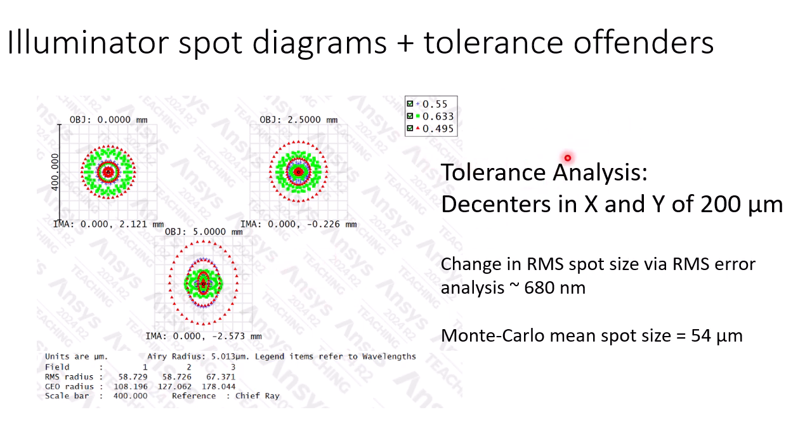Tolerance analysis, biggest offender, right, with one lens is going to be decenters of X and Y of the lens, and so the resulting 200 micron shift, which is about the resolution that we can 3D print with a nice printer, results in an RMS spot size change of about 680 nanometers, so fairly small. Overall, not a lot of change from the tolerance, or not a lot of issues with tolerancing. I think the illuminator should be very, very straightforward to build. And the Monte Carlo mean spot size was about 54 microns.